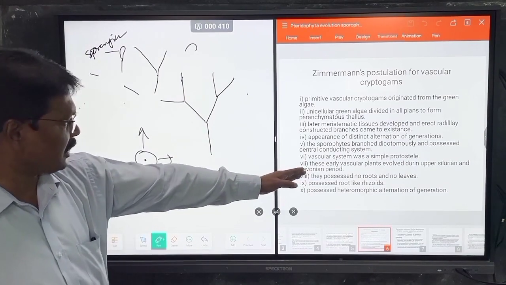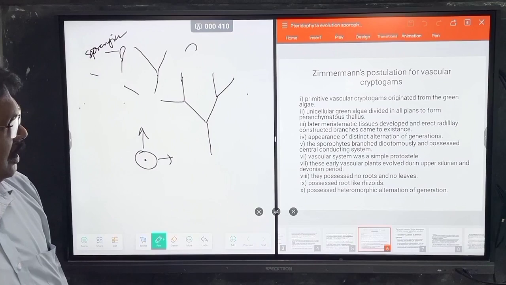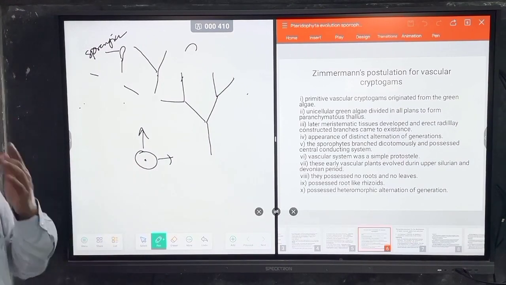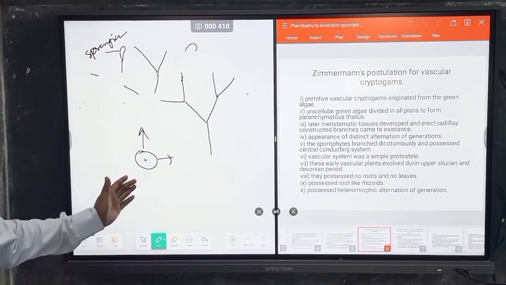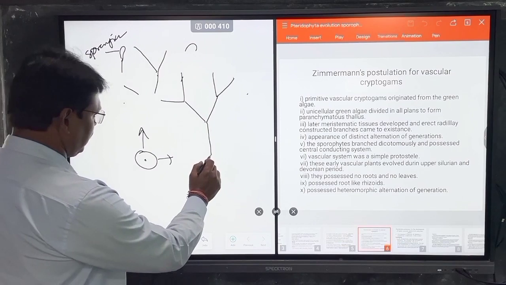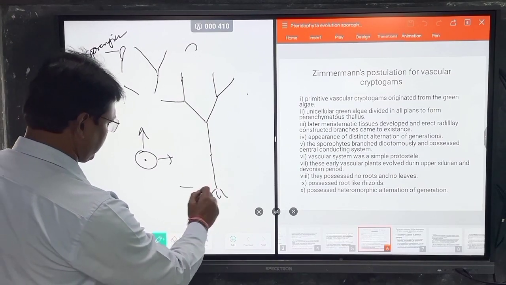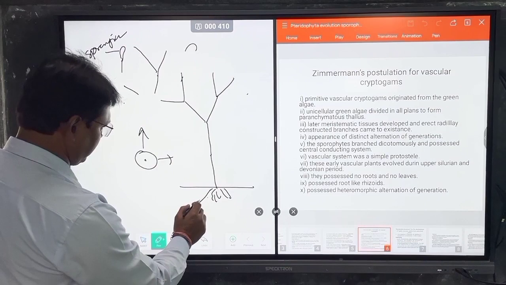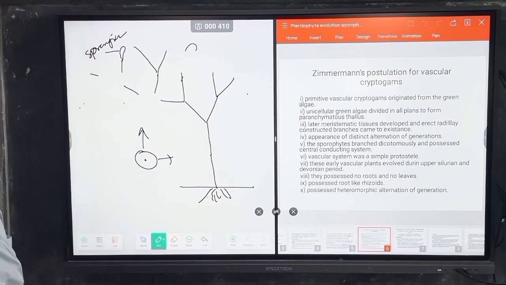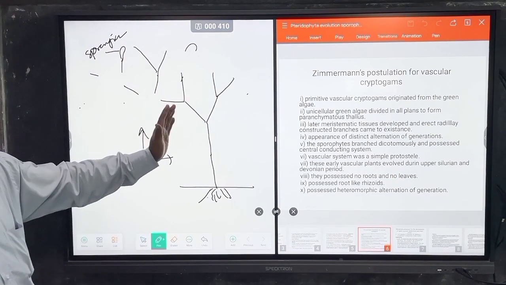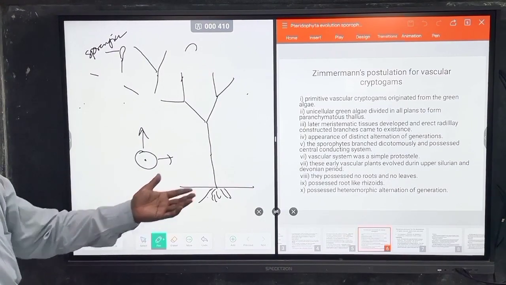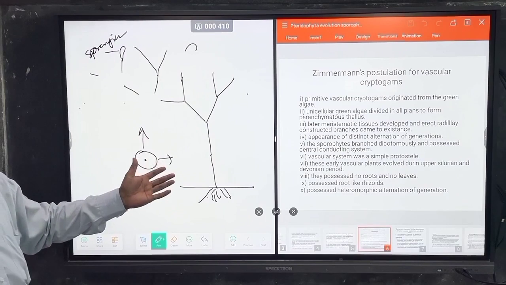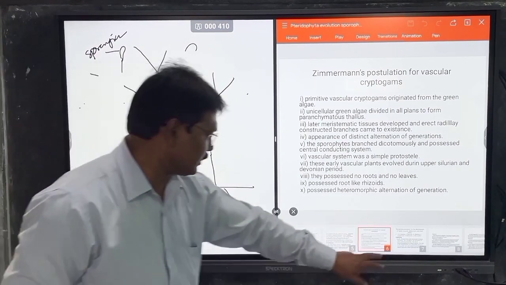So these are early vascular plants evolved during the upper Devonian and Devonian periods. They possess no roots, no leaves. They possess root-like rhizomes. So here they possess some root-like structure, and these are called the rhizomes. They possess a heteromorphic alternation of generations, heteromorphic means gametophytic generation and sporophytic generation are different.